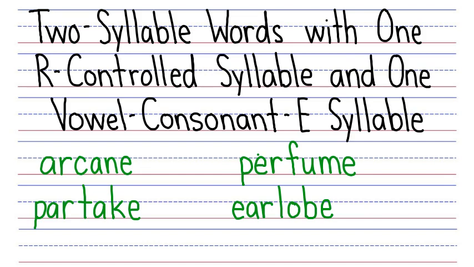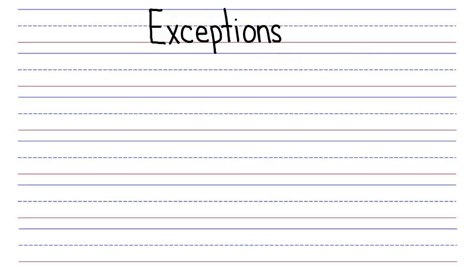Great job with those words. The last thing we have to cover in this lesson are exceptions. In some cases, a vowel-consonant-E syllable will have two consonants between the vowel and the silent final E instead of just one. This can happen in words like change, range, strange, paste, and waste. Let's write those down so you won't be surprised by them when you read them in a book.